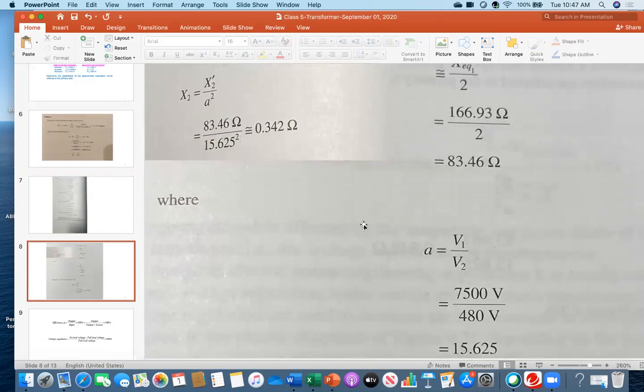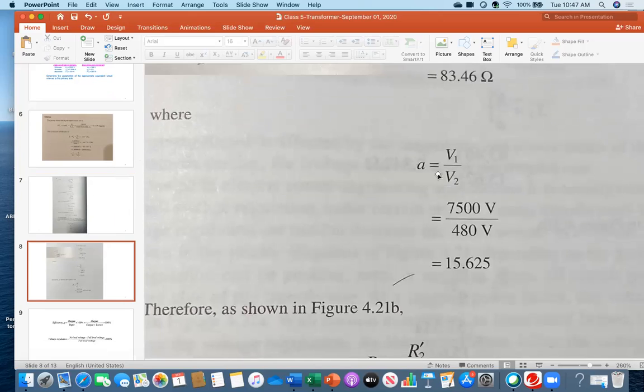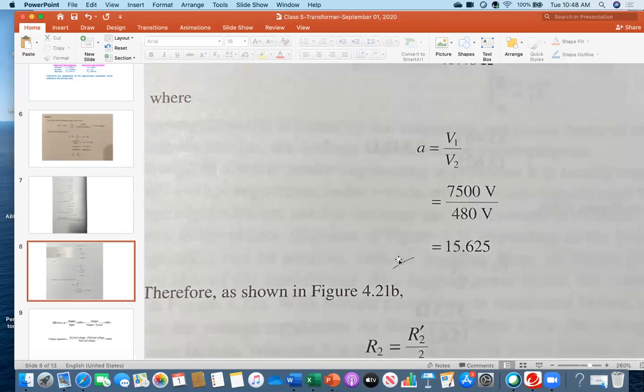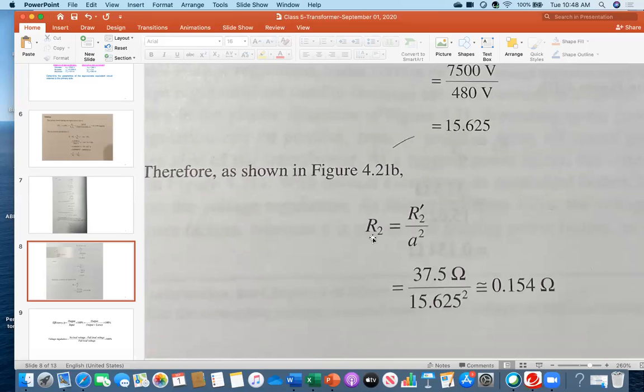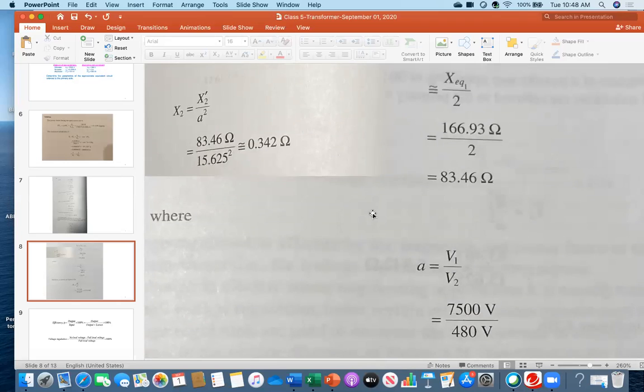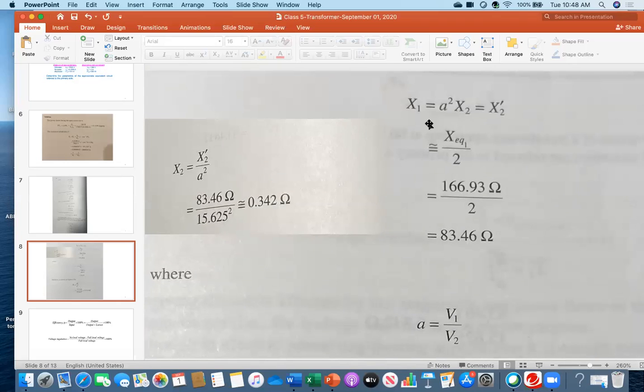Everybody say, I am calculating the turn ratio, V1 over V2, 7500 over 480. That was given in the problem. So my A value is this. So therefore, R2 is R2 prime over this. What is R2 prime? That was R equivalent, 37.5. And then this number is squared, the turn ratio. So I got 0.154.